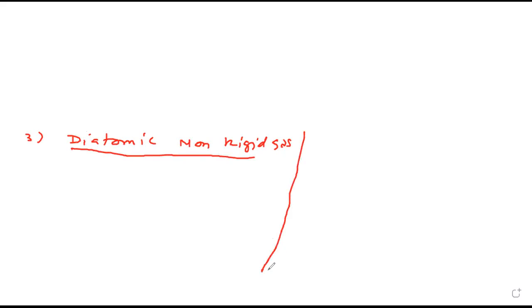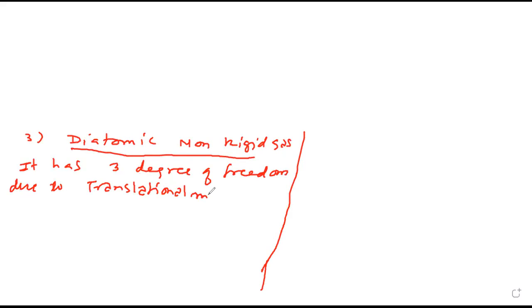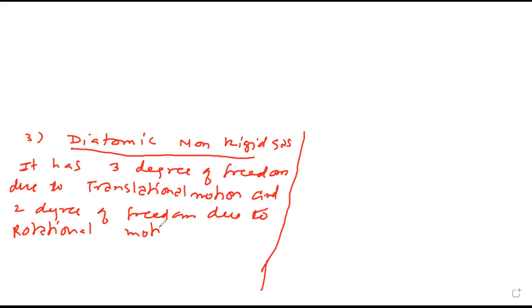Then third one, diatomic non-rigid gas. It has 3 degrees of freedom due to translational motion, and 2 degrees of freedom due to rotational motion, and 1 degree of freedom due to vibrational motion.